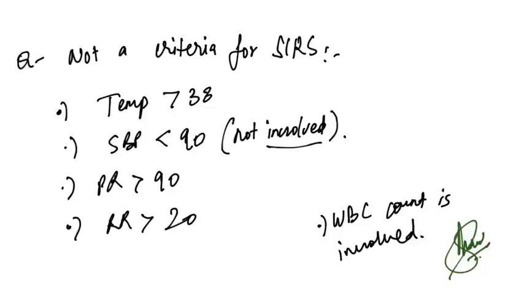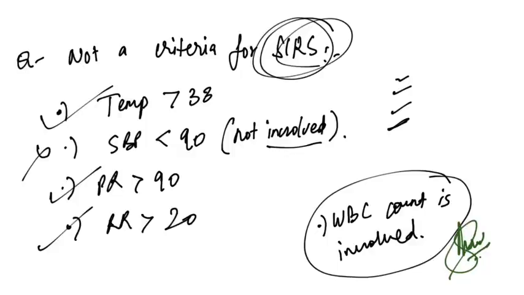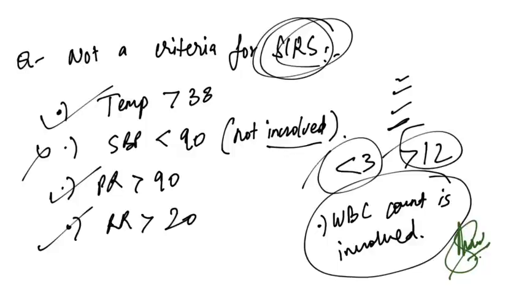Now, which is not a criterion for SIRS? This is a very easy question. Temperature is included, pulse rate, respiratory rate are included, and BP is not included in the SIRS criteria. Also the WBC count is included: if it is less than 4 or greater than 12, this is the criterion for SIRS.